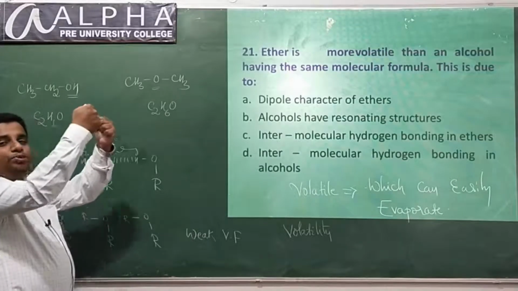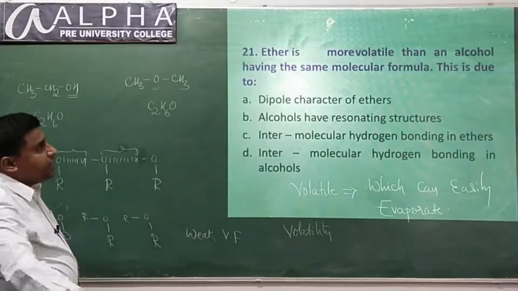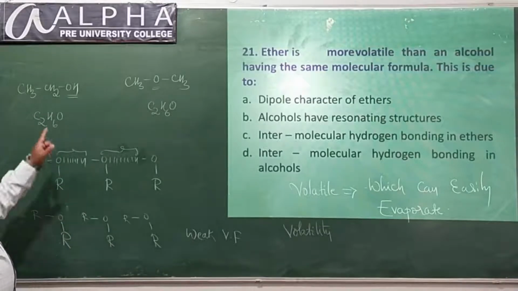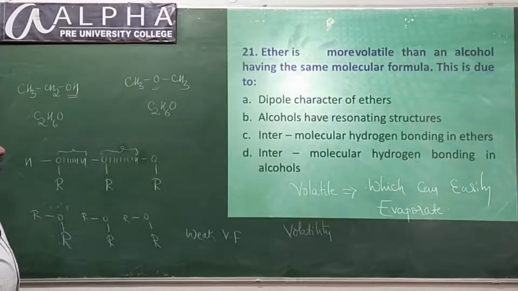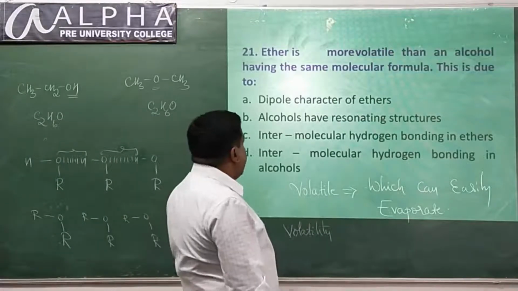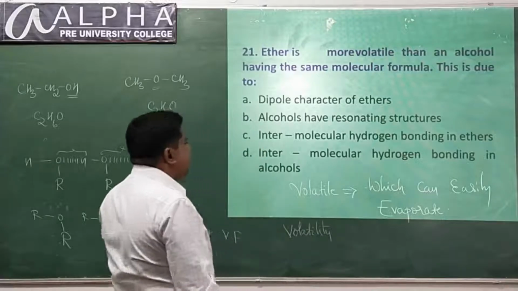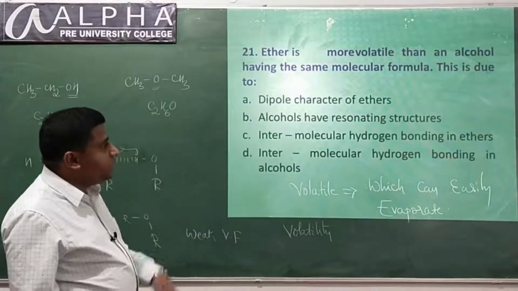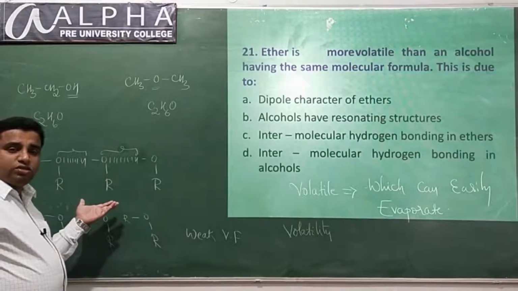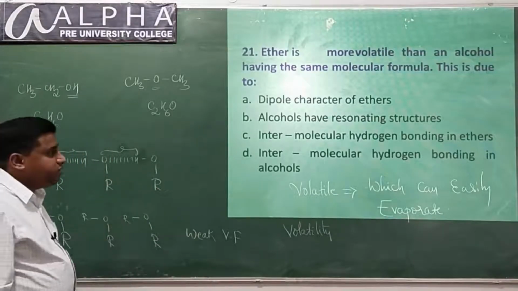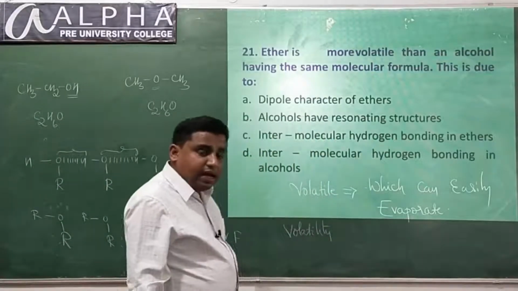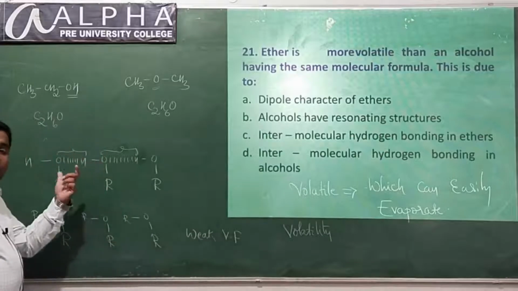They cannot evaporate easily. That is why ethers are more volatile and alcohols are less volatile for the same molecular formula. So what is the correct answer? Ether is more volatile than an alcohol having the same molecular formula. This is due to dipole character of ethers? No. Alcohols have resonating structures? Alcohols do not have resonating structures. Is it because of intermolecular hydrogen bonding in ethers? No, there is hydrogen bonding in alcohols.